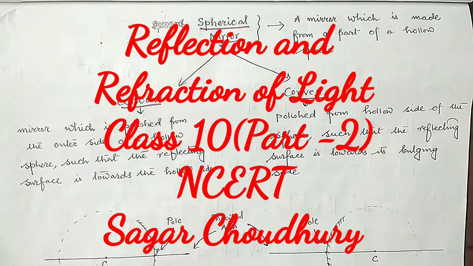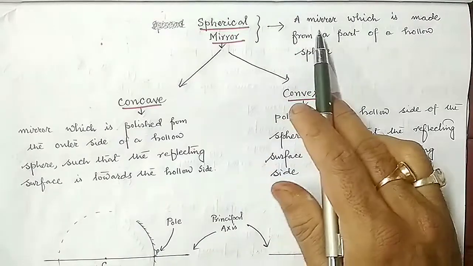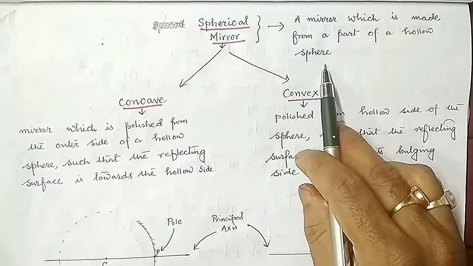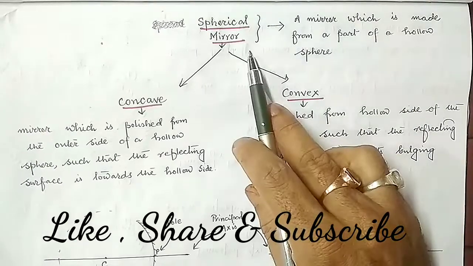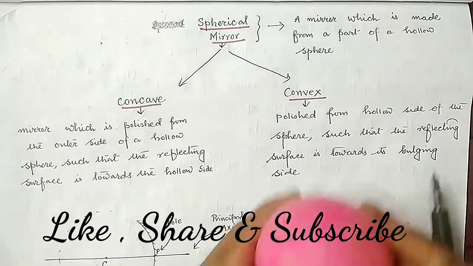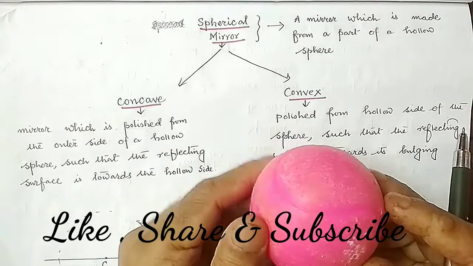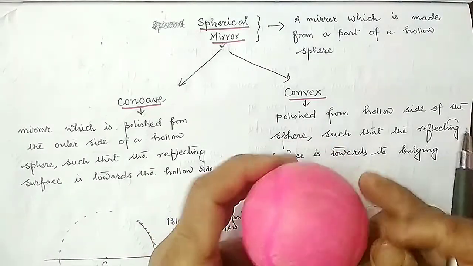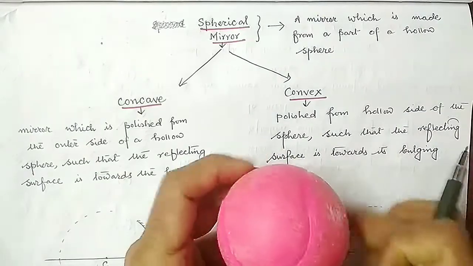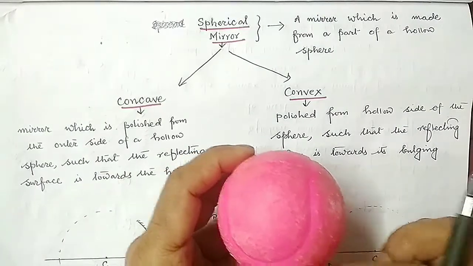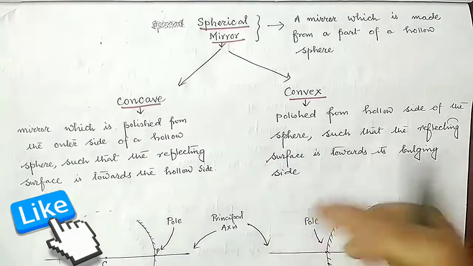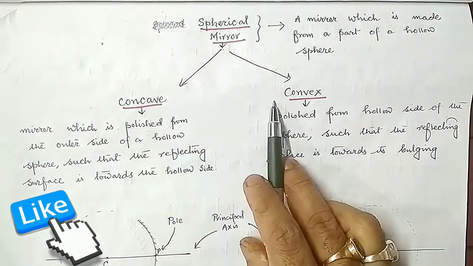Now I'll discuss spherical mirror and its types. Now what is a spherical mirror? A mirror which is made from a part of a hollow sphere. Those mirrors are called spherical mirror. All of you know what is a sphere. This type of objects, cricket ball, football, they are called spheres. So from a part of this type of spherical object, if we can prepare one mirror, then those mirrors are called spherical mirrors. Spherical mirrors may be concave or convex.